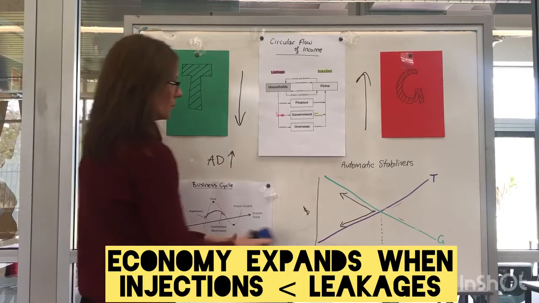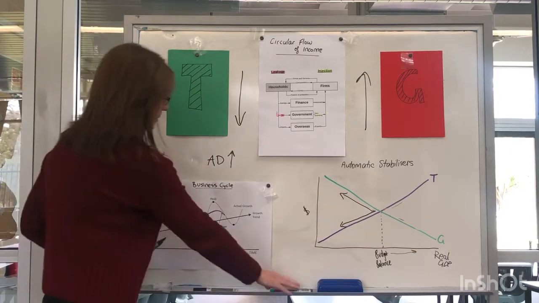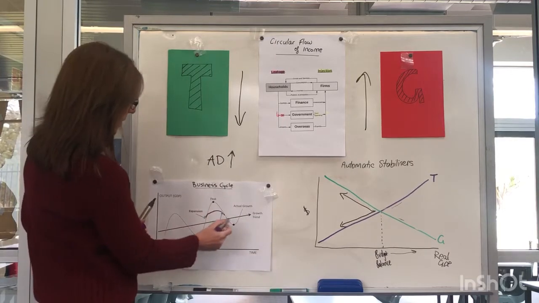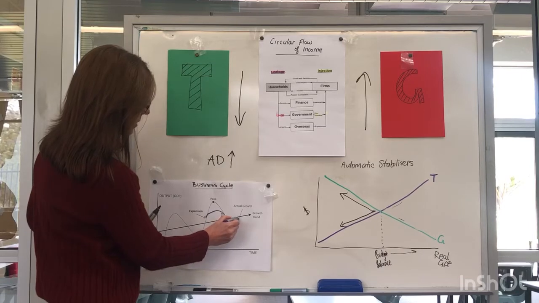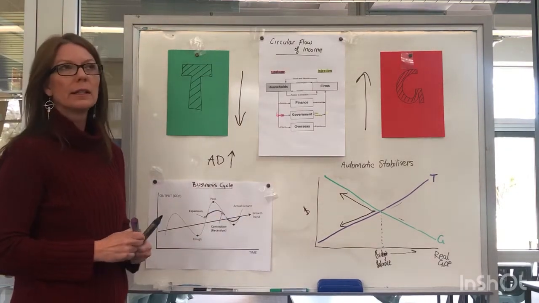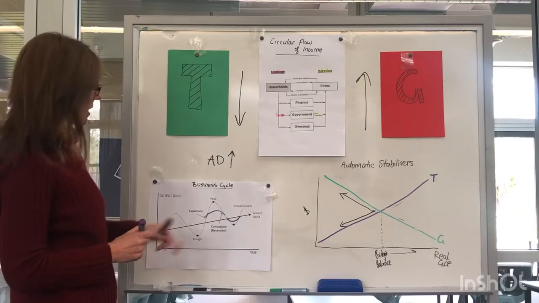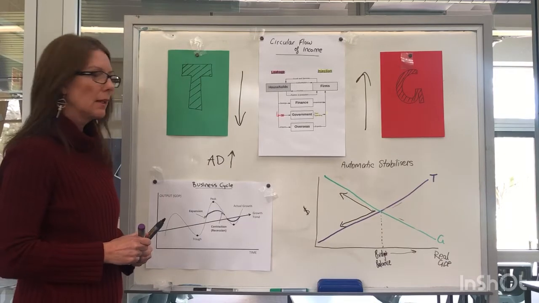increasing overall. Okay, and if we come back here, this is our trough down here, aggregate demand increases, so it just helps to lessen the deepness of the trough. It just helps to stabilise it a bit better in the economy.